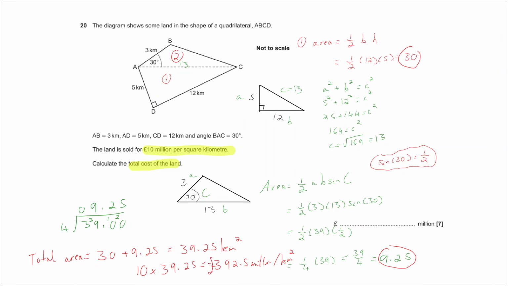Oh, I made a slight mistake. It's probably something really silly. 39 divided by 4. Sorry, guys. It's a really silly mistake. This bit here should have been 9.75. I'm going through too quickly. That should have been that. So let's quickly make a change there. That should be a 7, that should be a 7, that should be a 7.